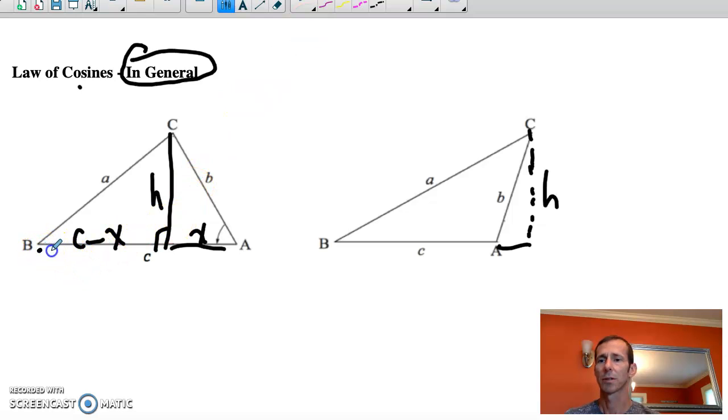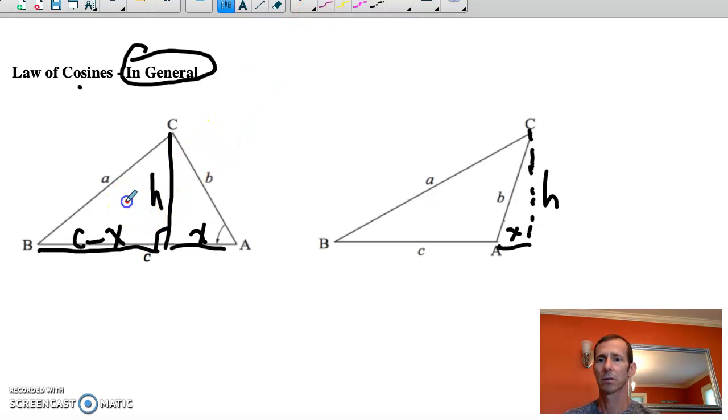So we've split this side over here into two pieces, x and c minus x, kind of like we did a second ago. And the same thing could be consistently done over here, where I can make that piece x, whatever length it takes to get your altitude over there to make a perpendicular. Now I'm just going to show you for the acute triangle, and a similar process could be done for the obtuse triangle.